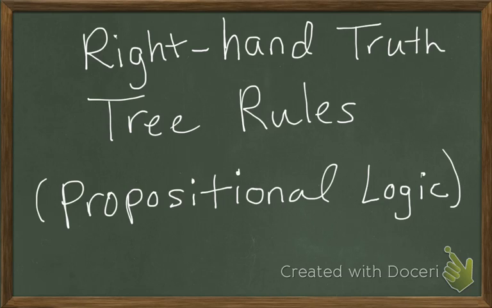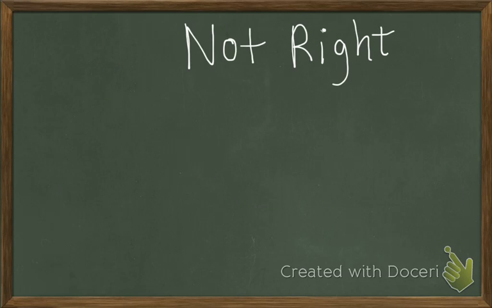These rules will also be easy to memorize since they are also based on the standard truth tables for each logical operator. We will start with the rules that don't require branching. So we will start with the easiest rule, not right. So if we have the formula not A on the right, so if not A is false, well then A is true.